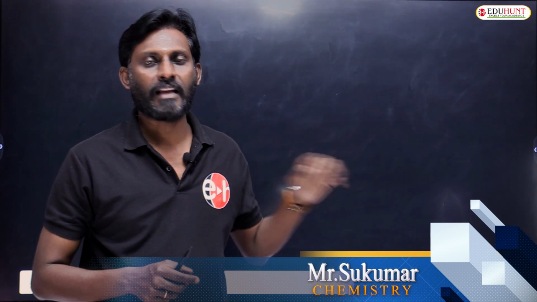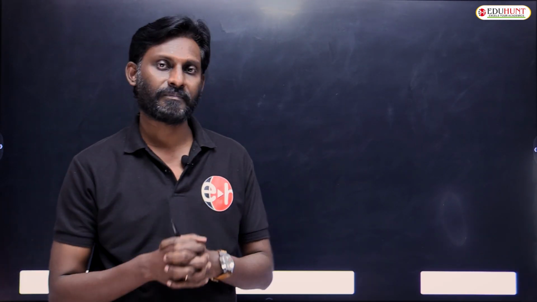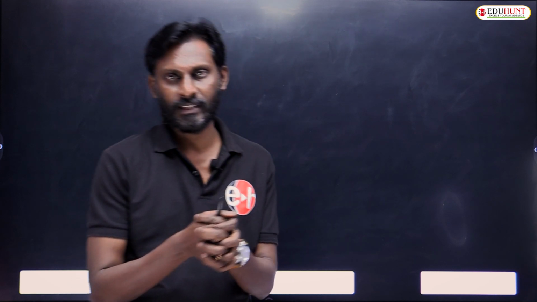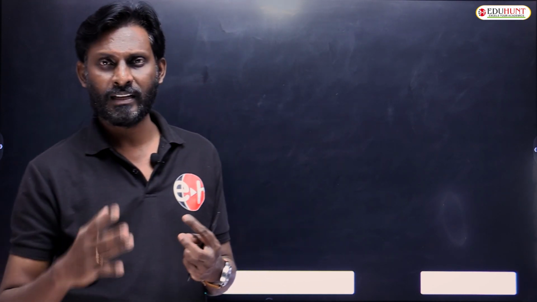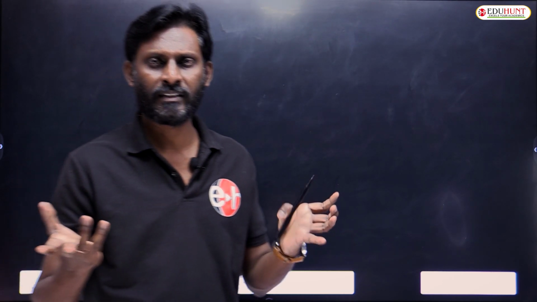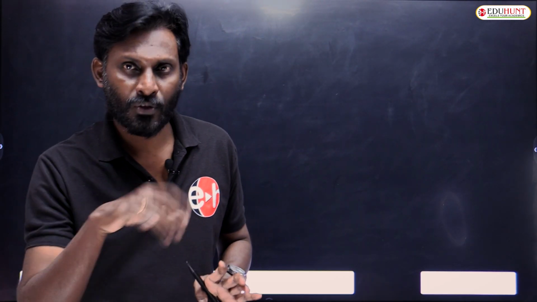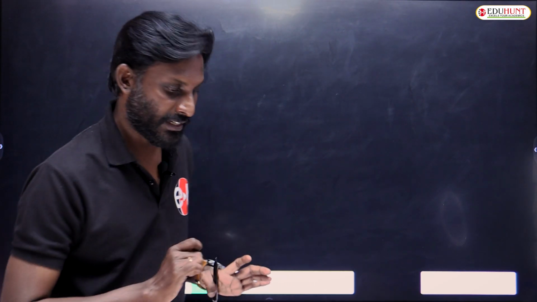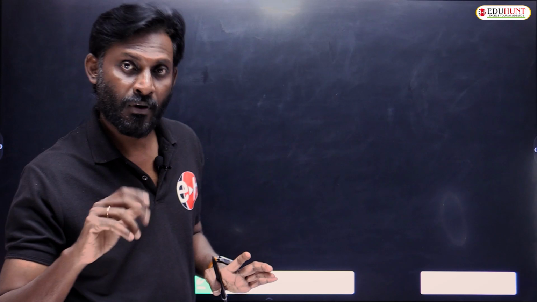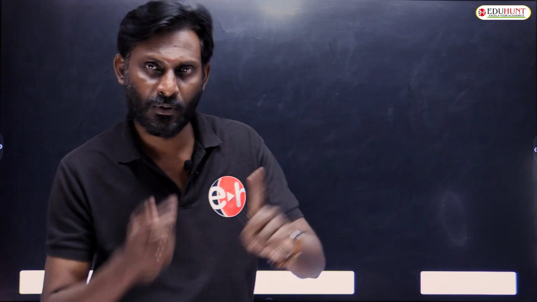This is Sukumar. See, in the previous class, we completed the topic called hybridization. We all know what hybridization is, how to determine hybridization, and what is the purpose of hybridization. We completed that. And among those, one important thing about hybridization is, with the help of the hybridization of the central atom, we can predict the geometry or shape also, right?